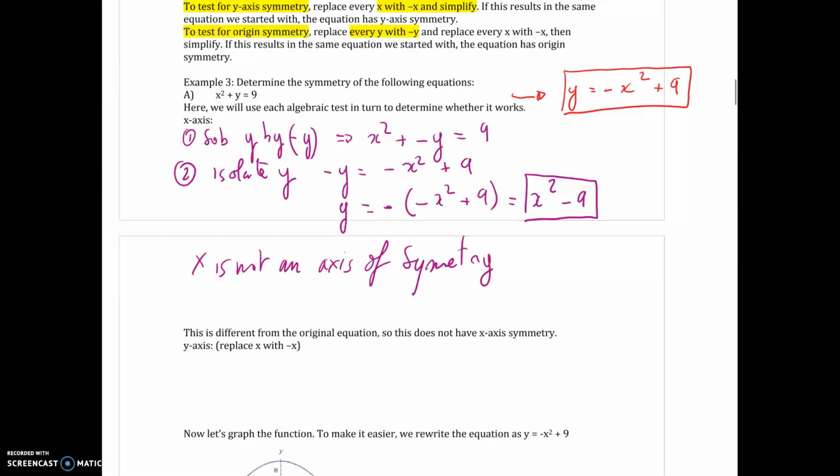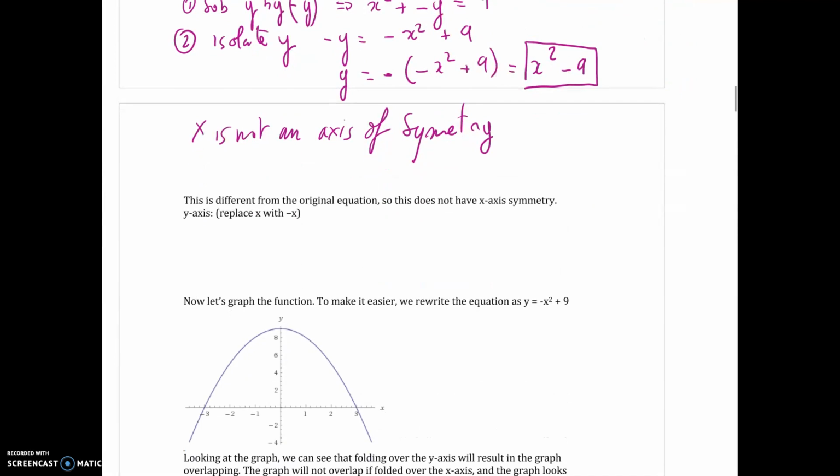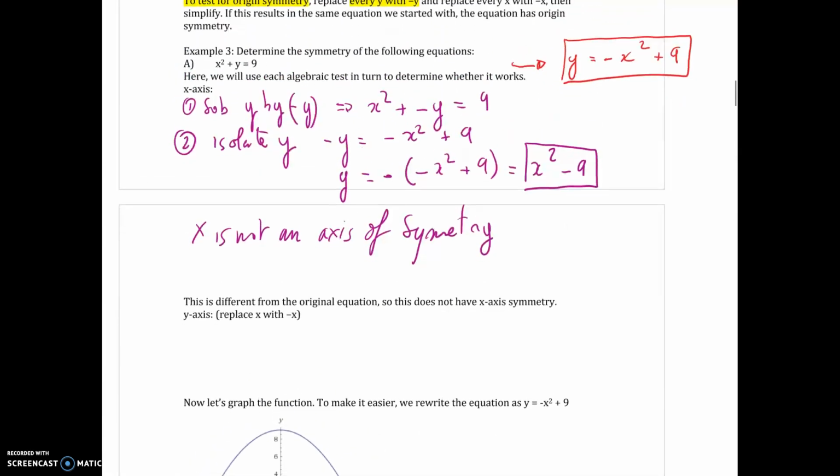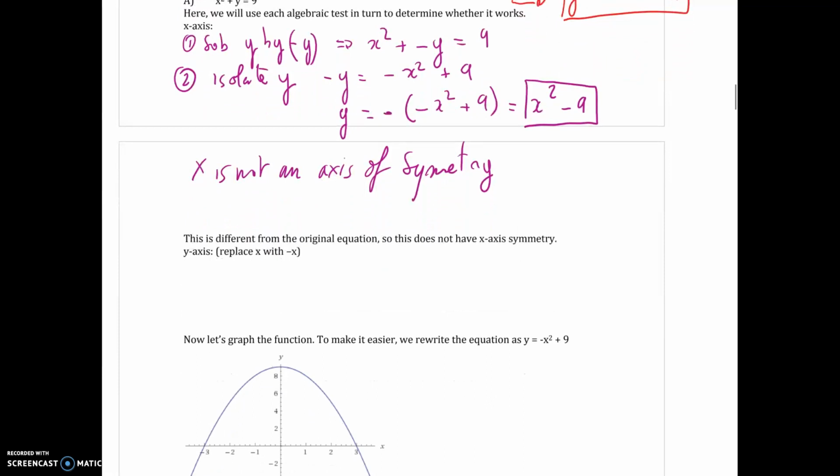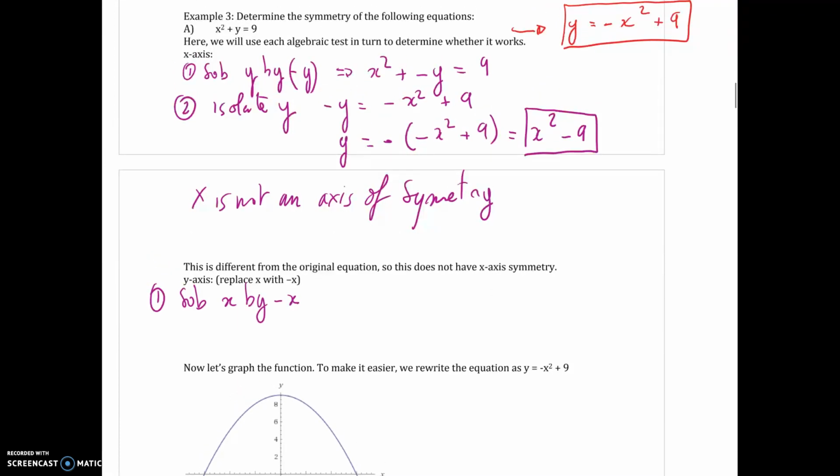Okay? Now, I can do exactly the same thing for y. To define if you have y as an axis of symmetry, I am going to first sub x by negative x. And so I end up with, from the original equation, y equal negative x squared plus 9. And at the end of the day, y equal negative x squared plus 9. Why? Because negative x squared gives you x squared.